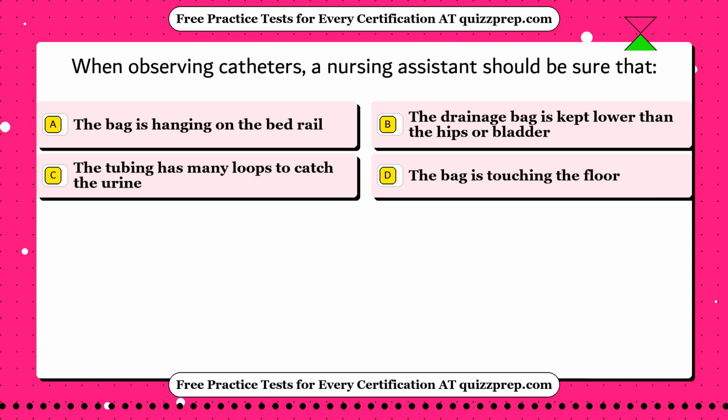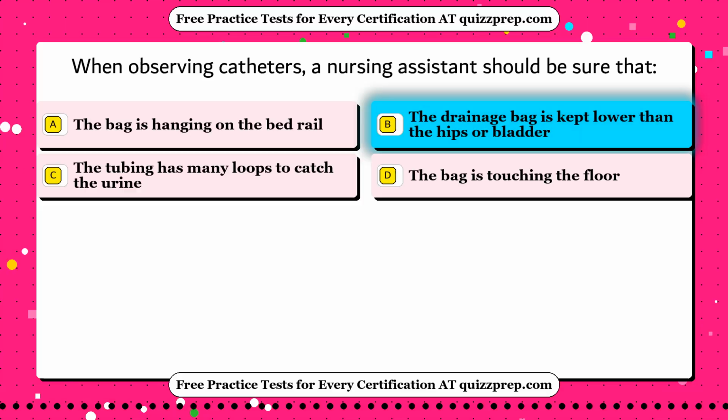Question 92. When observing catheters, a nursing assistant should be sure that: Option A, the bag is hanging on the bed rail. Option B, the drainage bag is kept lower than the hips or bladder. Option C, the tubing has many loops to catch the urine. Option D, the bag is touching the floor.